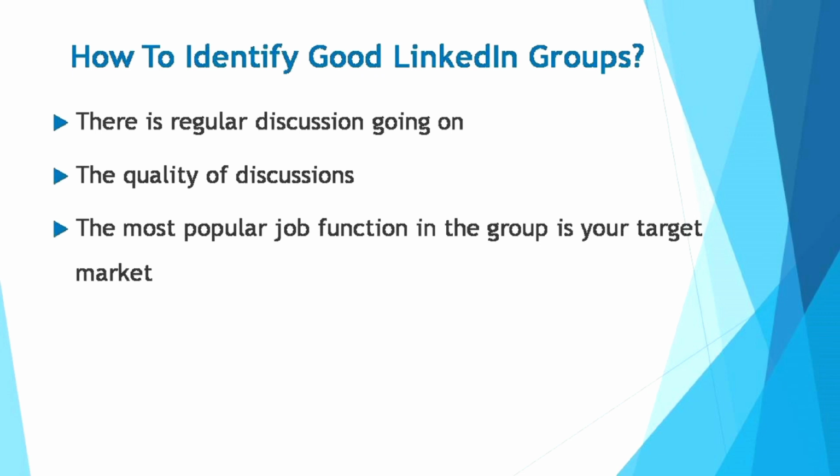This will help you identify if the group members are potential clients or not, as well as aiding you in researching what's in demand and if you can offer your expertise to engage with them. The most popular job function in the group is your target market. For example, you want to see business as the main function in the group statistics if you're targeting business owners. This should serve as an indication of a quality group when you search for a group to join.